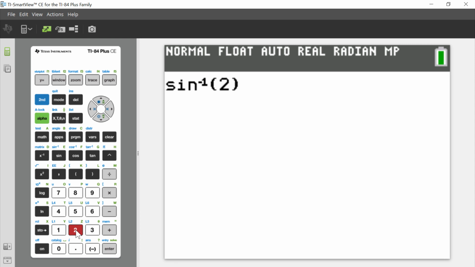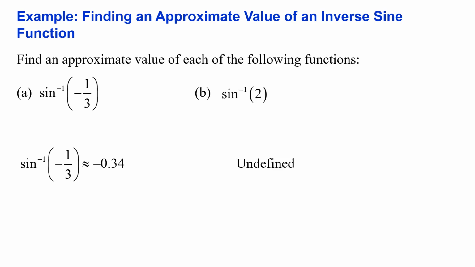When computing on the calculator, we get this error because there is no such angle, theta, for which sine of theta equals 2. Now as we discussed on our first slide, when defining the inverse sine function, the domain of inverse sine is all real numbers between negative 1 and 1 inclusive of the endpoints. So therefore, the calculator returns an error because 2 is not in the domain of the inverse sine function. And therefore, we can say inverse sine of 2 is undefined.